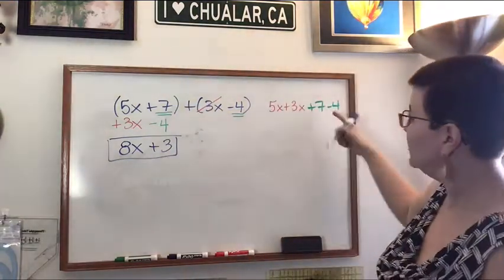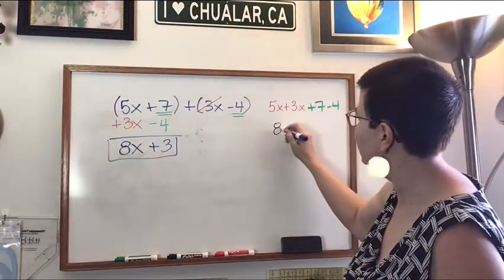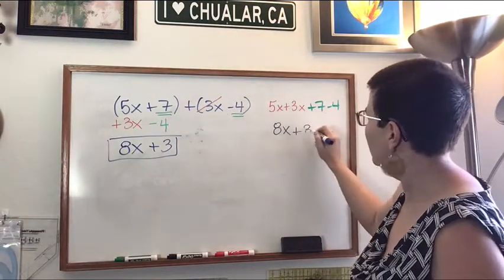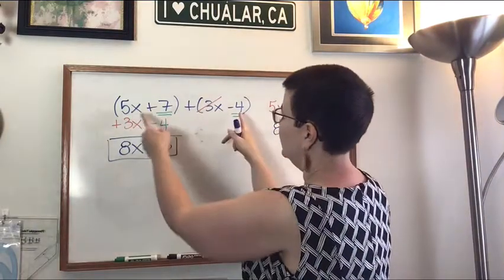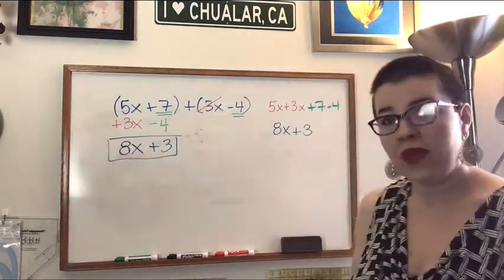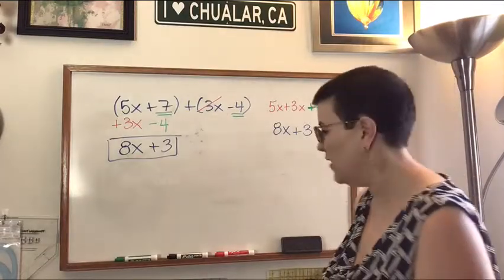If you prefer horizontal, same idea. 5x plus 3x is 8x. 7 minus 4 is 3. If you like to do things in your head, 5x plus 3x is 8x. 7 minus 4 is 3. Okay? Now, of course, they get a little bigger. They get a little crazier.